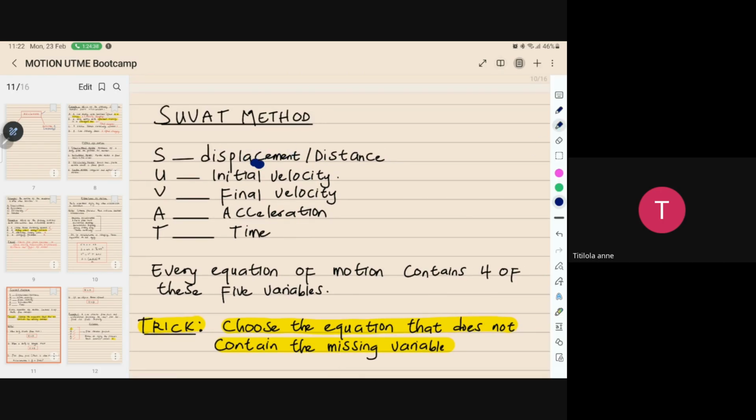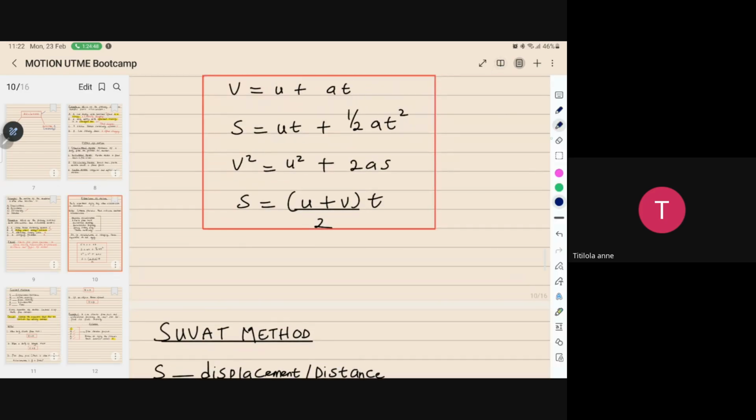There are 5 of them: 1, 2, 3, 4, 5. These are the 5 variables we'll be looking for using the equations of motion. Each of these 4 equations contains 4 of them. Look at it, how many variables are there? V is here 1, U is here 2, A is here 3, T is here 4, which means 1 is missing. Let's count this one: S is here 1, U is here 2, T is here 3, A is here 4. Look at this one: V is here 1, U is here 2, A is here 3, S is here 4. So all of them contain 4 of those variables.